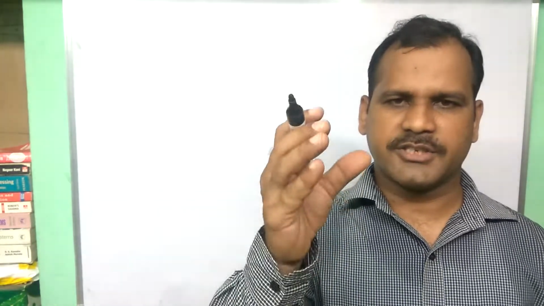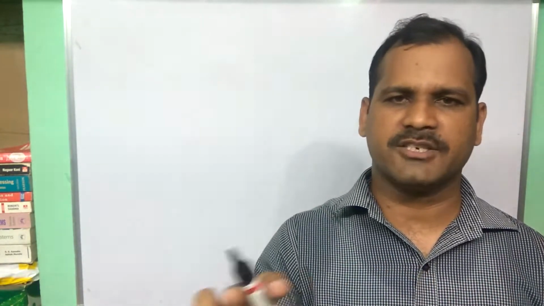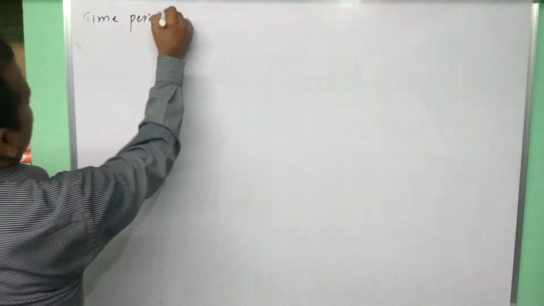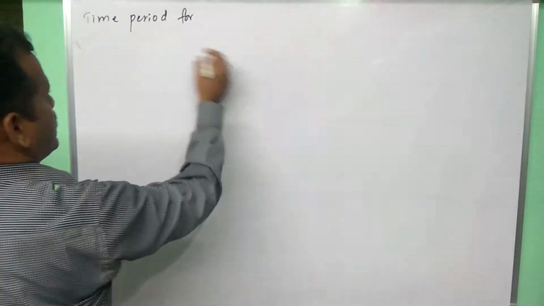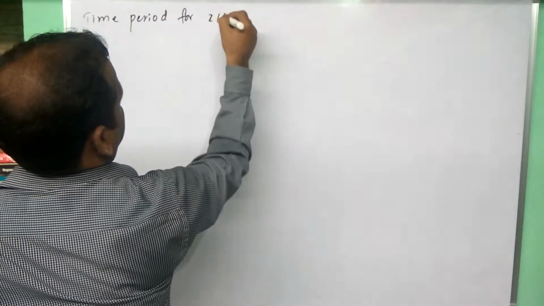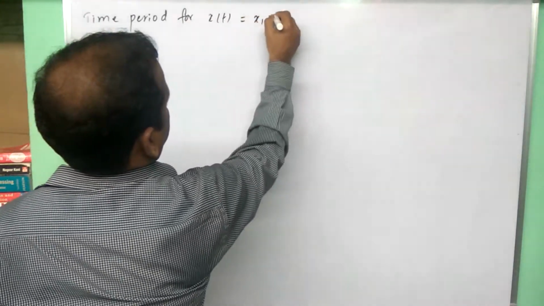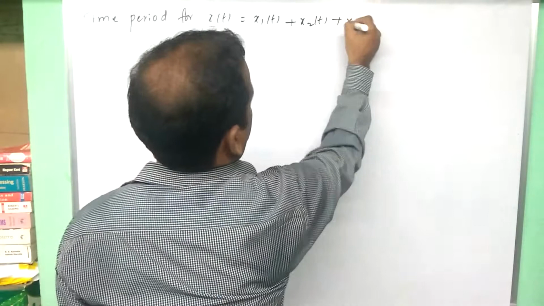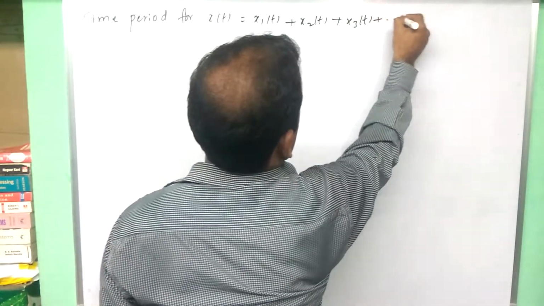I'll give you the steps in the procedure first and I'll explain the steps, and then I will take one example to find the time period of that signal. Let us consider the procedure first. To find the time period for x of t is equal to x1 of t plus x2 of t plus x3 of t and so on.